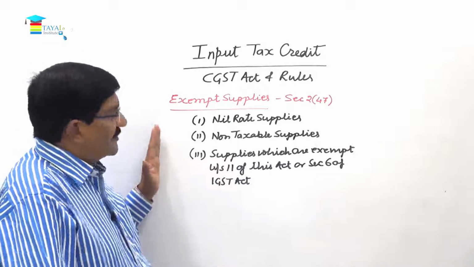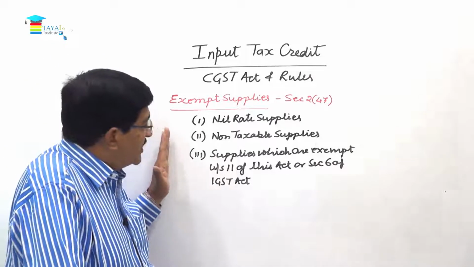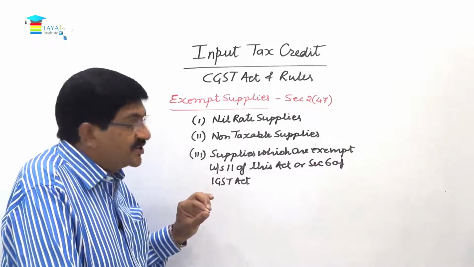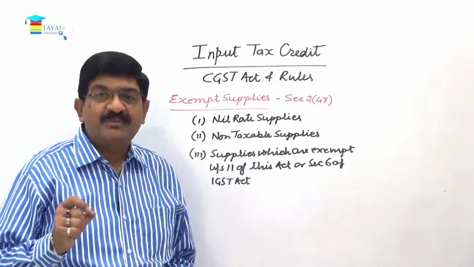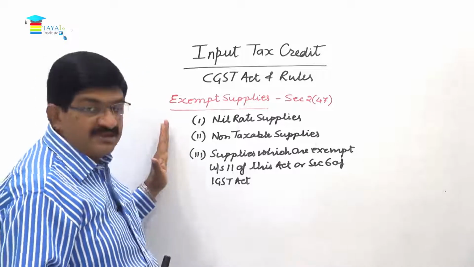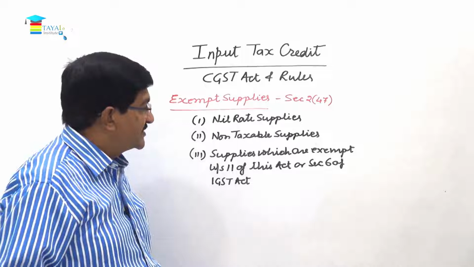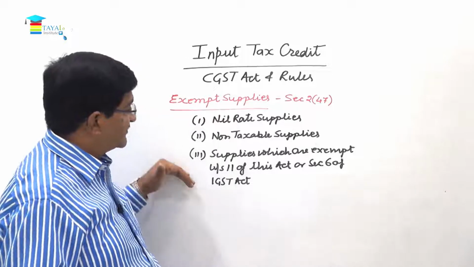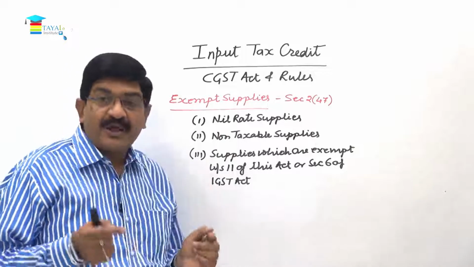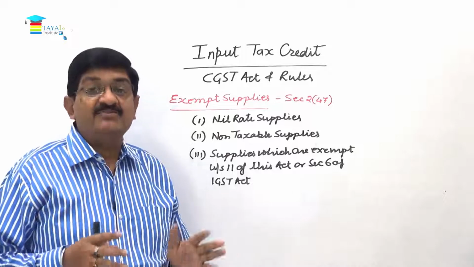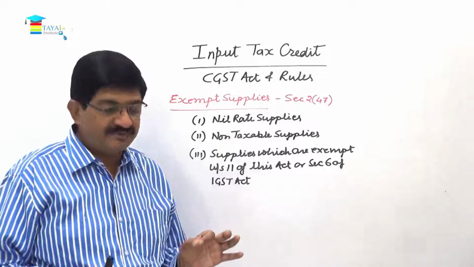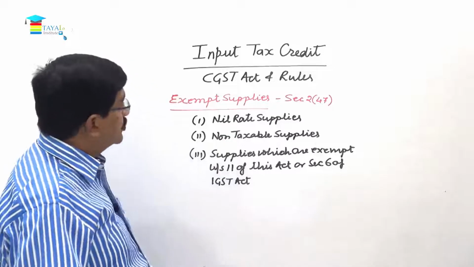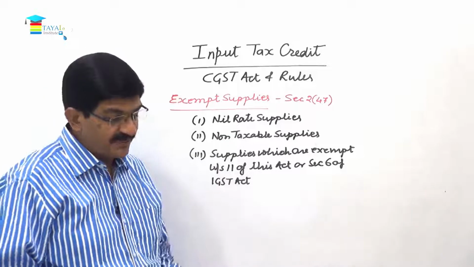So exempt supplies for the purpose of GST are those supplies which are subject to nil rate, and these are in general you can say export supplies. Non-taxable supplies are those on which GST is not applicable, and then we have supplies which are exempt. So primarily those are taxable, but exemption has been given under section 11 of this act or under section 6 of the IGST Act. So those are referred as exempt supplies.